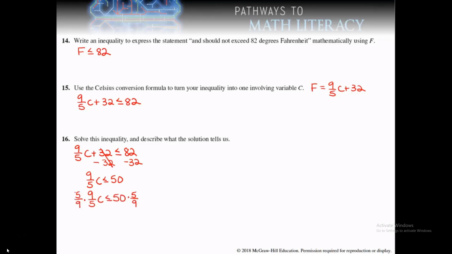And that's going to give me c less than or equal to, it would be 250 over 9, but when we're talking about temperatures, decimals make more sense. So that would be c less than or equal to 27.8. And what does that tell us? Well, that tells us that that server room should be less than or equal to 27.8 degrees Celsius.